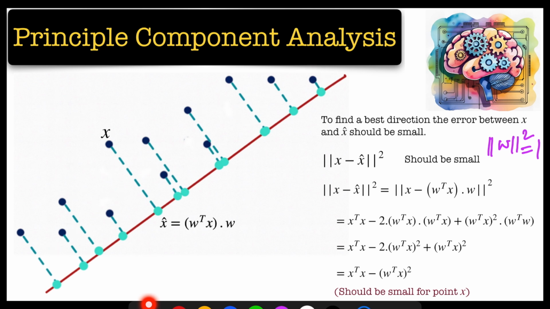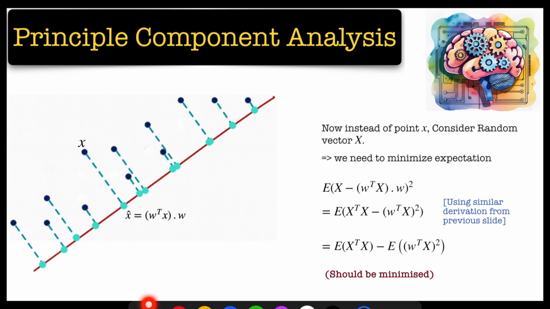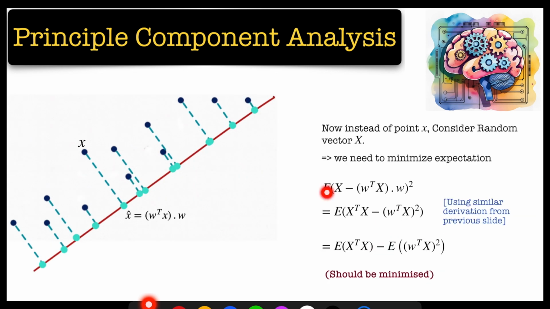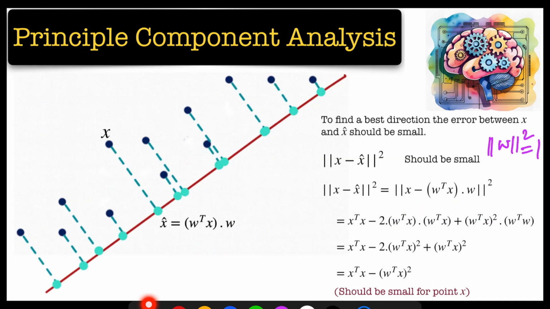Now we have multiple points. So instead of one point, consider the random vector X, so all the points are coming from this capital X. We need to minimize the expectation in that case. We'll just replace the same derivations we have here with capital X. So we have to minimize the expected value of x minus W transpose x times W whole square, and using the similar derivation from the previous slide, we get E of x transpose x minus W transpose x whole square.